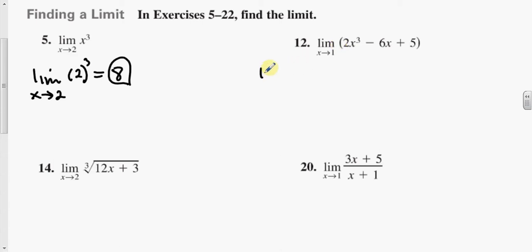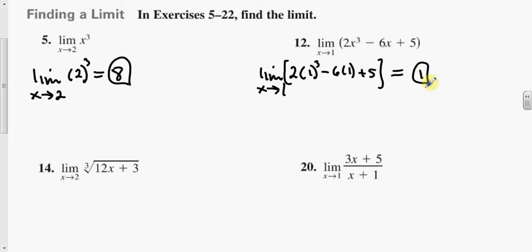So this becomes the limit as x approaches 1 of 2 times 1 to the third minus 6 times 1 plus 5. And the limit of a constant is a constant. Likewise, the limit of a constant is a constant. So we get 2 minus 6, that gives us negative 4 plus 5. We just get positive 1.